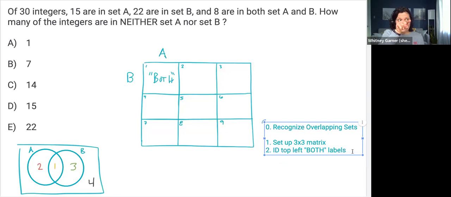So step 1, we ID that top left and we say what they're going to be. The order doesn't matter. You could have had A on the left and B on the right, or B at the top. All that's fine. Then you will write their opposite next to them.